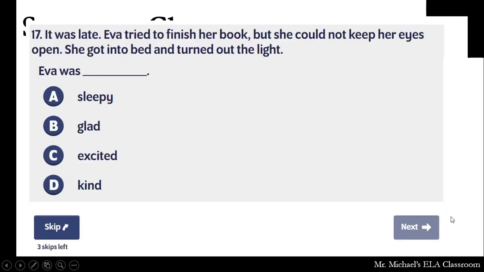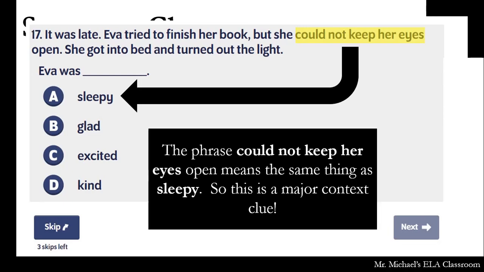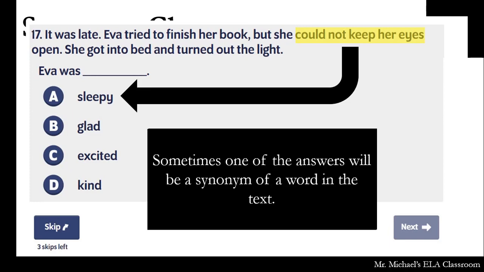So it was late. Eva tried to finish her book, but she could not keep her eyes open. She got into bed and turned out the light. So could not keep her eyes open is a phrase that means sleepy. The phrase often means the same thing as sleepy. So this is a major context clue. Sometimes one of the answers will be a synonym of a word in the text.